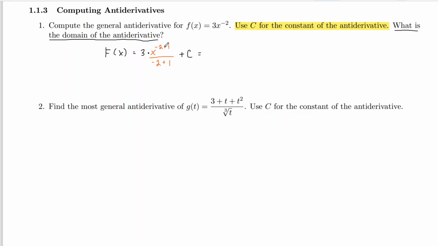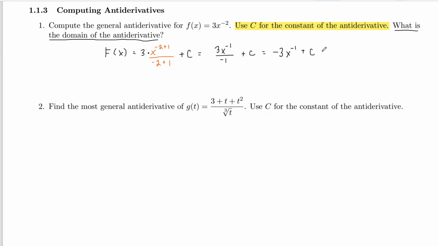What is negative 2 plus 1? Well, that's negative 1. So we have 3x to the negative 1 over negative 1. Then we have our plus c. And 3 over negative 1 is negative 3. So we can leave it like negative 3x to the negative 1 plus c.